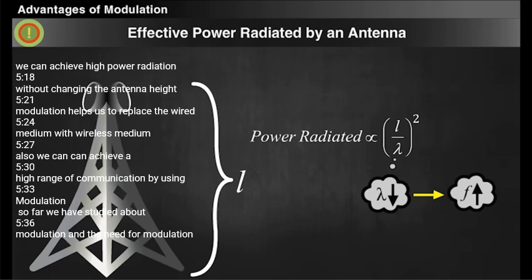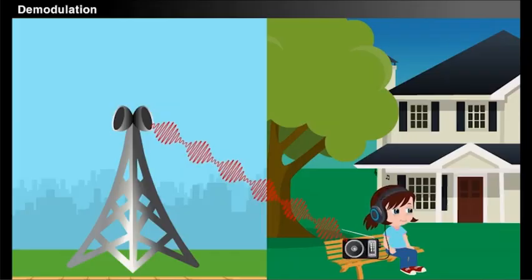So far, we have studied modulation and the need for modulation. When the modulated signal reaches the receiver, it is necessary to separate the message signal from the carrier signal. This process of recovering the low frequency message signal from the modulated signal is called demodulation.